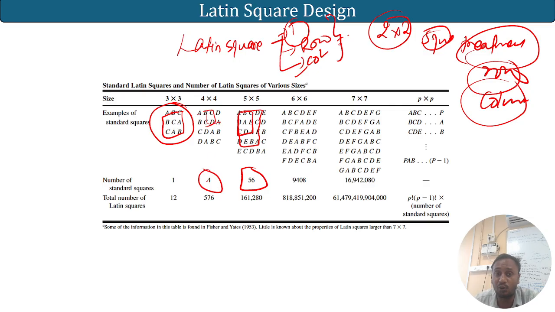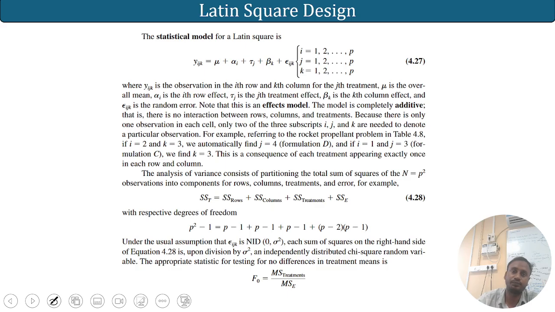Latin squares, standard squares. In the case of 5 by 5, we can make 56. And 6 by 6, we can make 9048. 7 by 7, we can make 16,942,080. Similarly, the total number keeps growing, it can go infinite. So I think it's clear how we are going to define it.